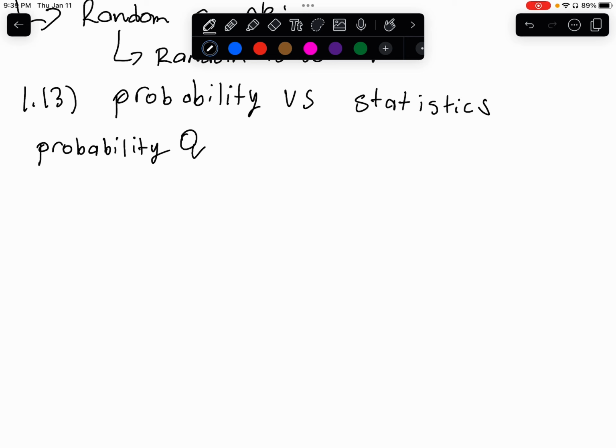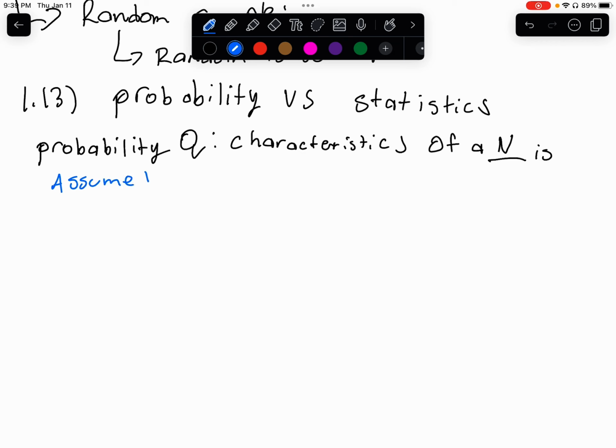So I'm going to put question. And is characteristics of a population, remember defined as N, is keyword, I'm going to change colors, assumed to be known. Because it's assumed to be known, we can answer the questions for our sample for the population. So because we know the characteristics of our population, we can derive a sample from that population.